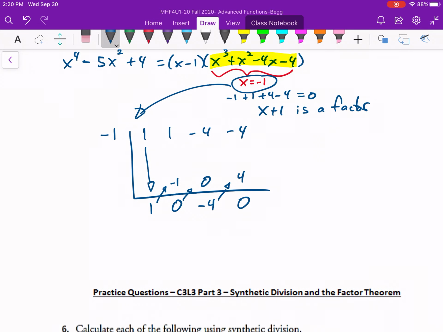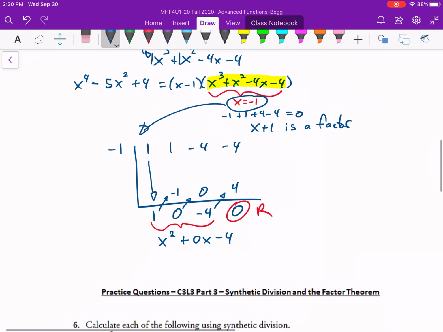So you can see how synthetic division goes quick once you get into the swing of it. Here's my remainder. And what I've got left, this part here is the coefficient of x squared plus 0x minus 4, or I could just write it as x squared minus 4.